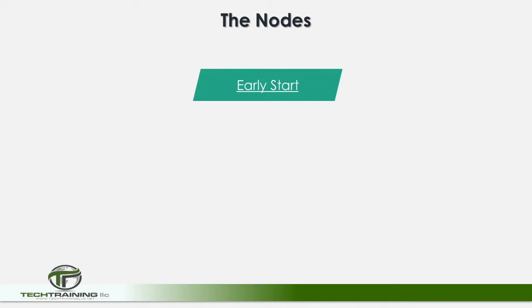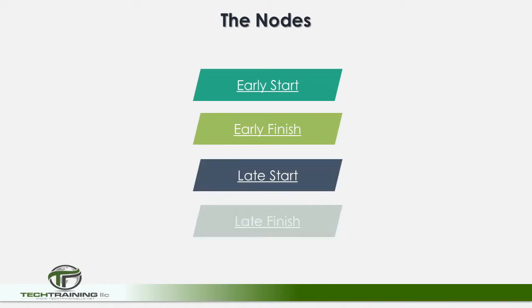The nodes will have varying information in them. Most will have early start, early finish, late start, late finish. These items may be represented by dates or simply numbers which represent working days or calendar days.